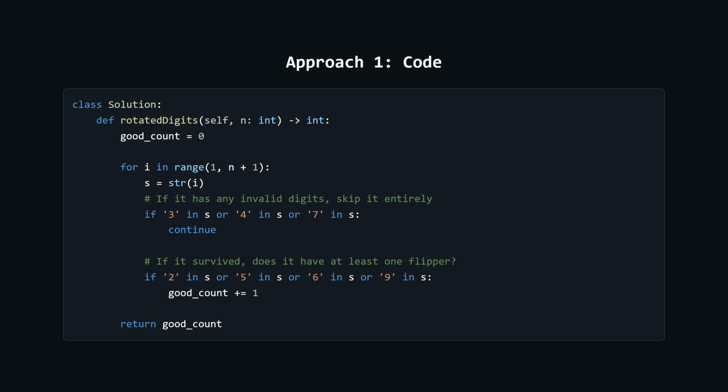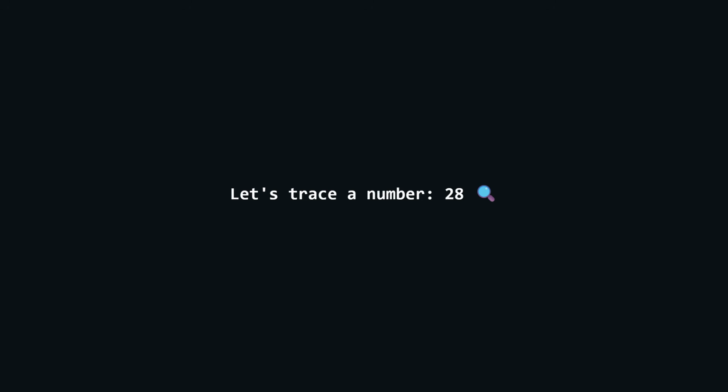Here is exactly what that logic looks like in Python. We loop through our range, turn the number into a string, and use simple character checks to tally up our count. Super clean. Let's do a really fast visual trace on the number 28 to see the code in action.